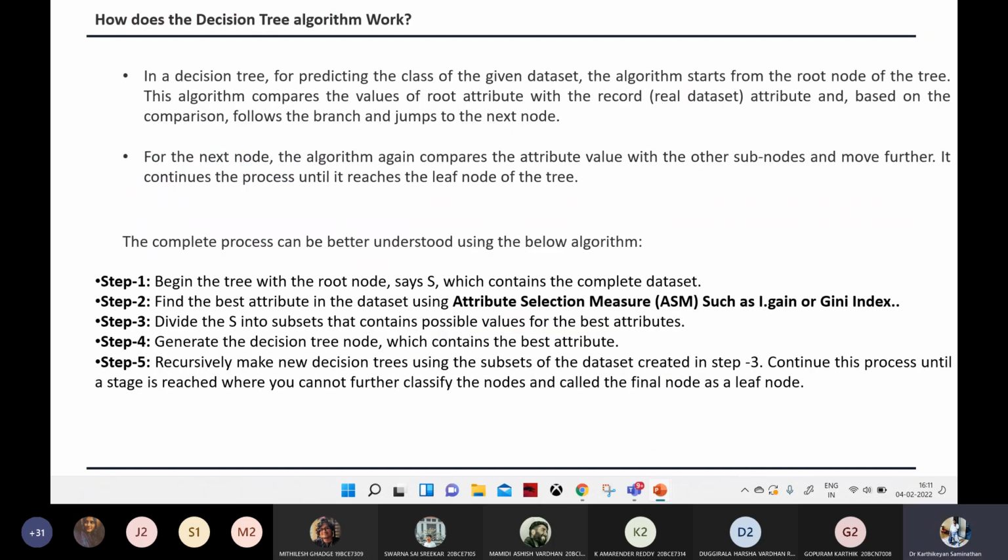So how does this decision tree algorithm work, right? The decision tree algorithm works by comparing the values of the root attribute, right? So this is how the algorithm works. The mathematical operation we do here is comparison, using comparison operators like equal to. The algorithm compares the values of the root attribute with the record. The record is the real data set. Based on the comparison, it follows the branch and jumps to the next node.